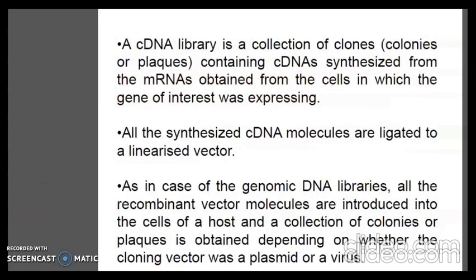So what's a cDNA library? It's a collection of clones containing cDNA synthesized from the mRNA obtained from the cells in which the gene of interest was expressed. All the synthesized cDNA molecules are ligated to a linearized vector, and as in the case of genomic DNA libraries, these recombinant vector molecules are introduced into the cells of a host, and a collection of colonies or plaques is obtained depending on whether the cloning vector was a plasmid or a virus.